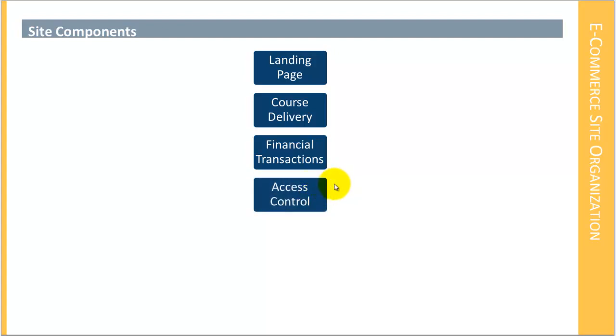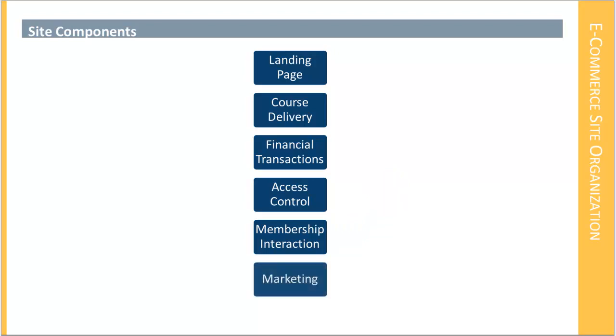The only way you can keep money or charge money for your work is if you have some kind of access control. So we're going to be talking about preserving and protecting your data through access control. Because this is a learning community and not just an ebook, we're going to talk about membership interaction in this course. And then finally, we're going to have a marketing component. And the marketing component will actually be fairly significant.